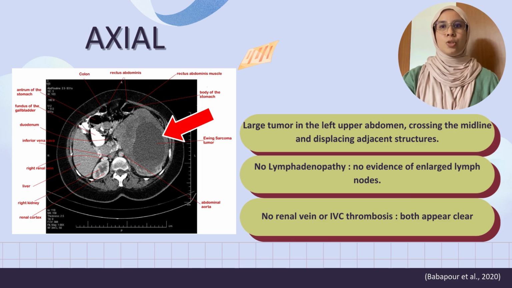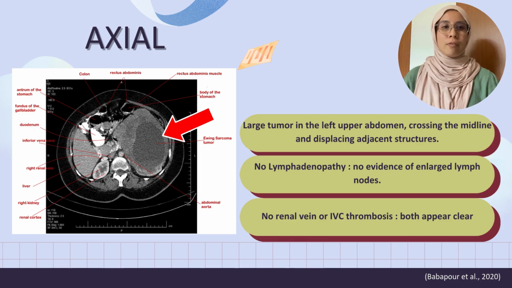Okay, next, there is no lymphadenopathy. There is no evidence of lymphadenopathy, where there are no enlarged lymph nodes in the retroperitoneum or the nearby areas. This is important because lymph node involvement is often seen in advanced cancers, and the absence of swollen lymph nodes suggests that the tumor has not spread to the lymphatic system.